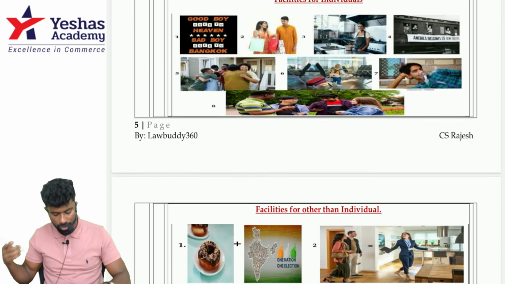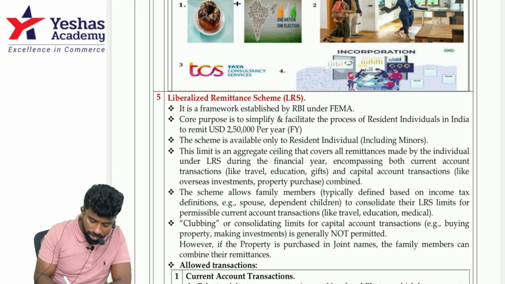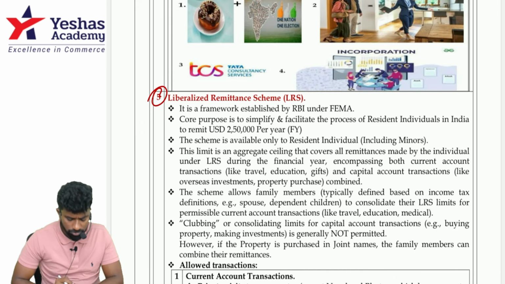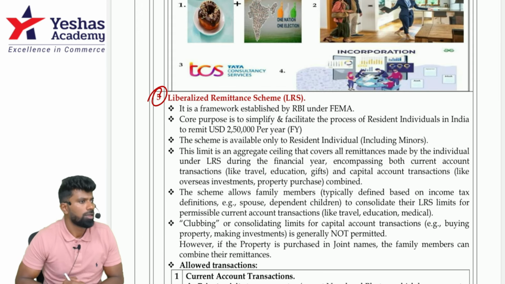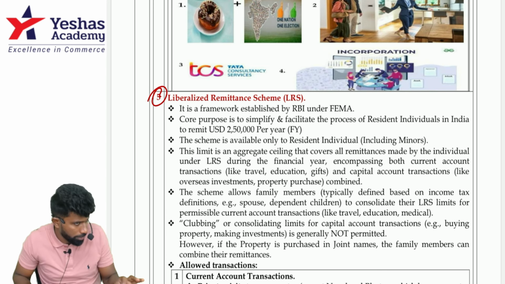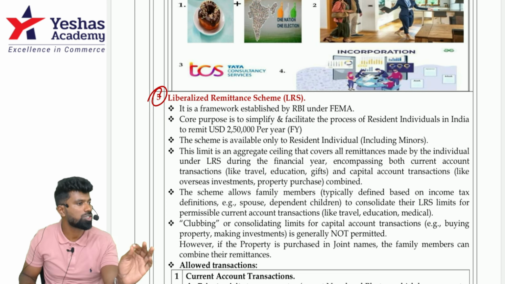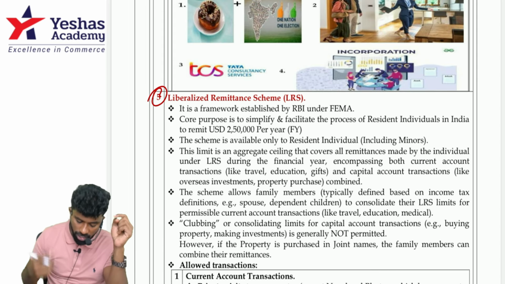Next one. Liberalized Remittance Scheme, LRS scheme. Important, LRS scheme. What is LRS? It's a scheme for whom? Individuals. Scheme for whom? Means natural persons. So under this scheme, an individual can remit up to how much? Repeat, up to how much? In a what? In a financial year.